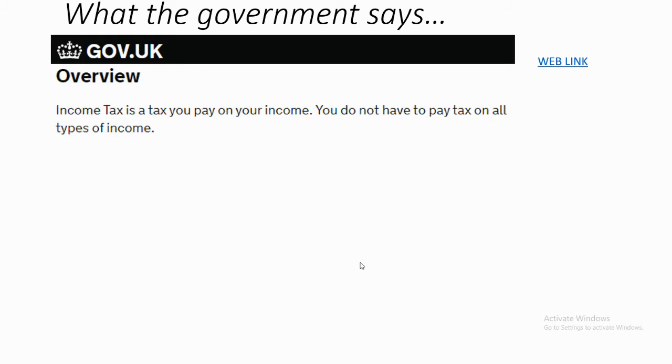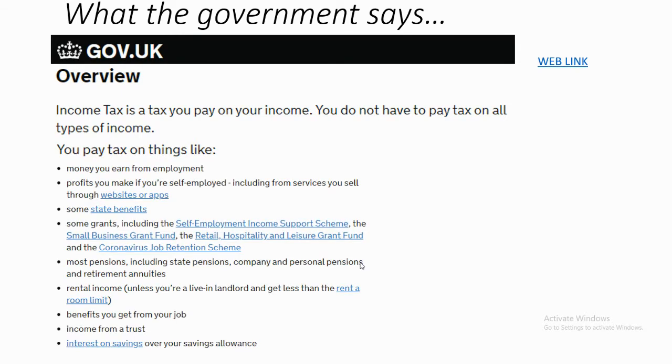So an overview: income tax is the tax you pay on your income. Nice and simple, but not all incomes do you have to pay income tax on. So what are the things that you have to pay income tax on? Well, anything that you earn through employment is subject to income tax. Any income that you get from being self-employed, so services that you sell, e.g. through a website or through an app, you pay income tax on that.